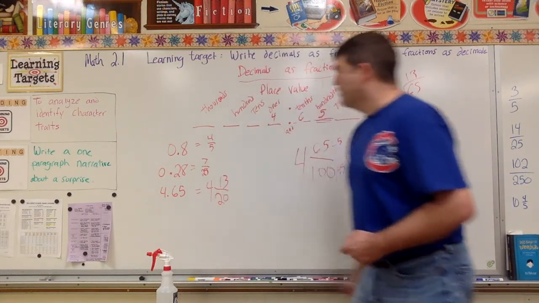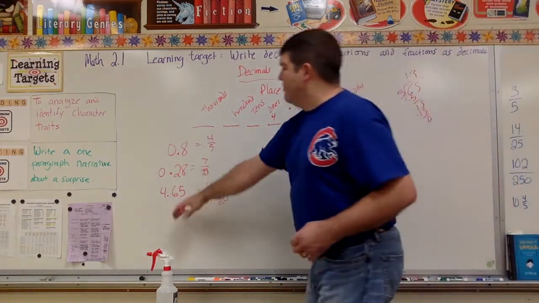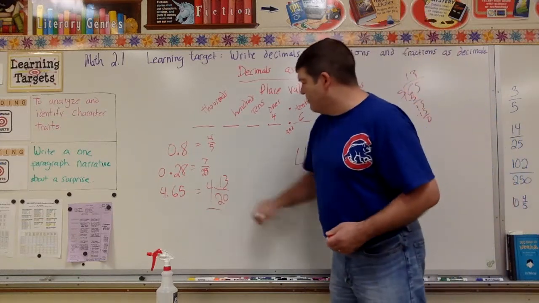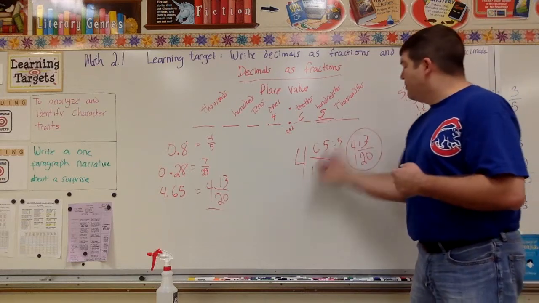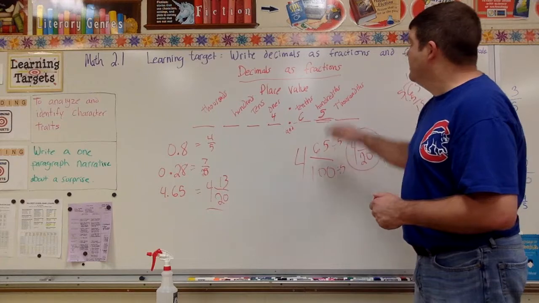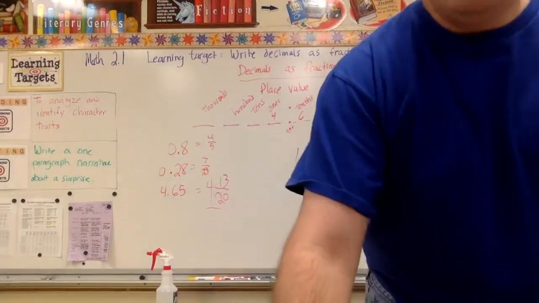13/20. Okay? So that is how you take any decimal. You might have a whole number. If it has a whole number, it's going to be a mixed number. Any decimal with the place value, you put it into a fraction form and simplify it. Okay? Decimals into fractions. Okay, let's go over here.